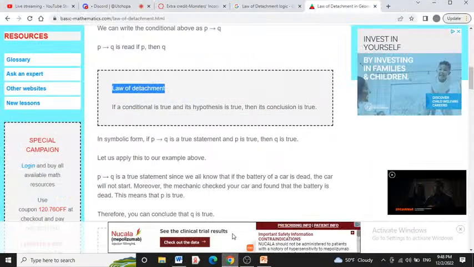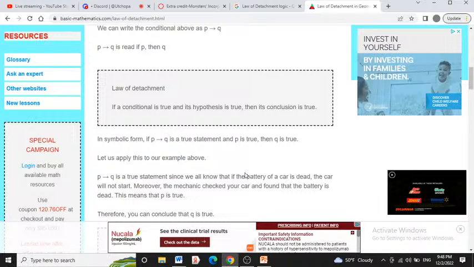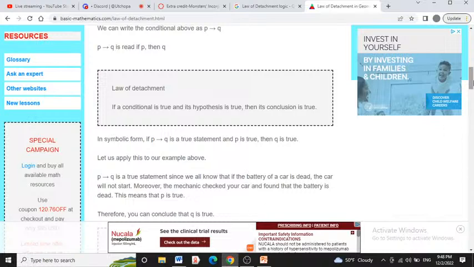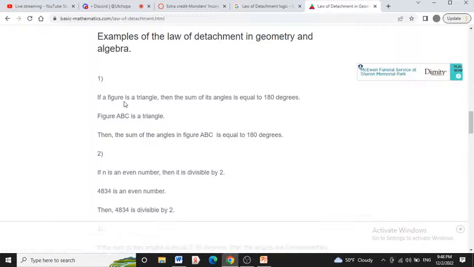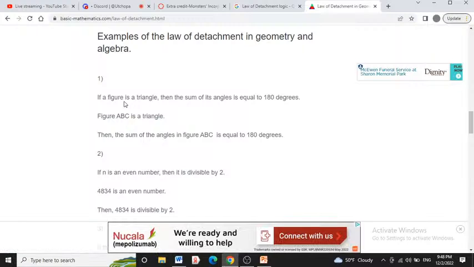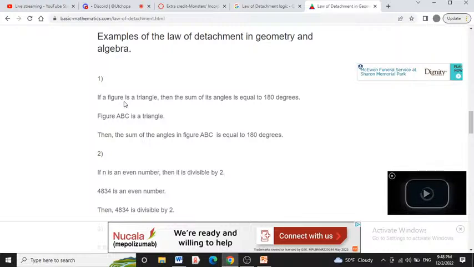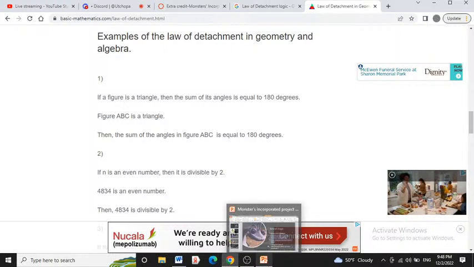From my understanding, this is what it's trying to say. You're basically making a deductive assumption here. All right, examples of the law of detachment in geometry and algebra. If a figure is a triangle, then the sum of the angles is equal to 180 degrees. Figure ABC is a triangle, then the sum of the angles in figure ABC is equal to 180 degrees. If that is true, then that is true, from what I'm seeing.